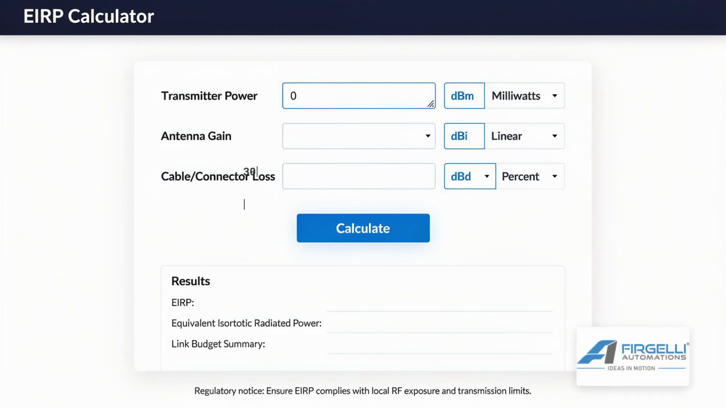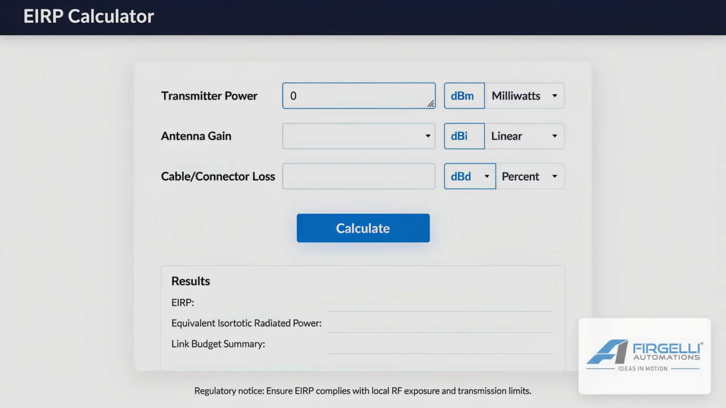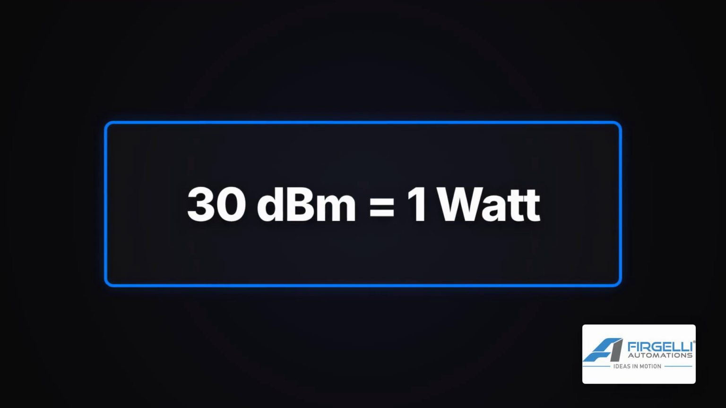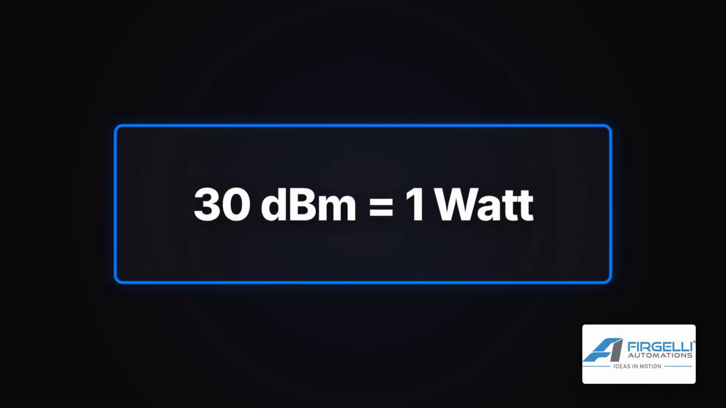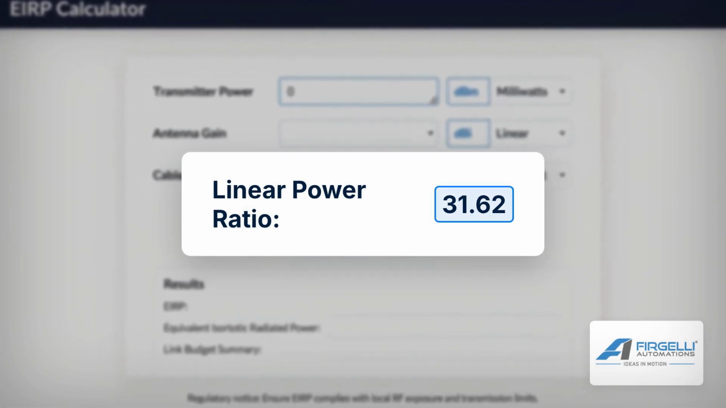With transmitter power at 30 dBm, antenna gain at 15 dBi, and cable connector loss at 2.5 dB, here's what happens. The calculator shows our EIRP equals 42.50 dBm, or 17.783 watts. It confirms our transmitter power of 30 dBm equals 1 watt. The antenna gain of 15 dBi has a linear value of 31.62.